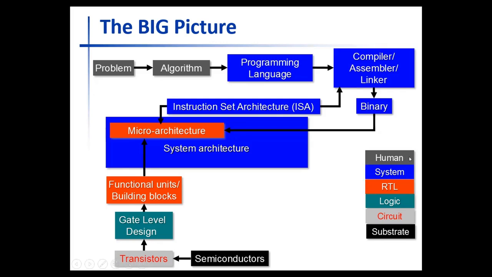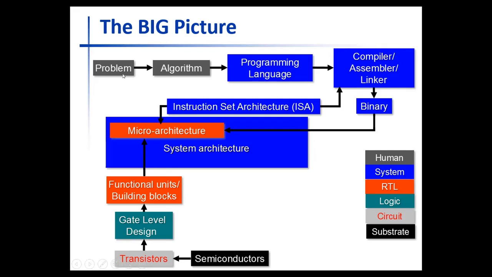The gray stuff are human related things in a computer system, and the blue stuff are called the system level. The red, all these orangish things, are called RTL, or register transfer level. The greenish one is called logic level. The light gray one here with red text is the circuit level, and the other one, the black one, is substrate level.